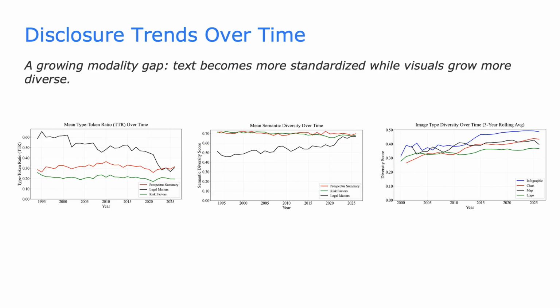We also studied how disclosures evolve over time. On the left, lexical diversity, measured by type token ratio, is stable or declining across sections, with the steepest drop in legal matters, consistent with increasing templated language. In the middle, semantic diversity actually increases over time, again most notably in legal matters, where filings become more linguistically uniform, yet conceptually broader. On the right, image type diversity rises steadily. Both charts and infographics become more structurally diverse.